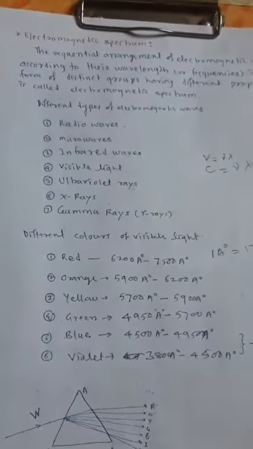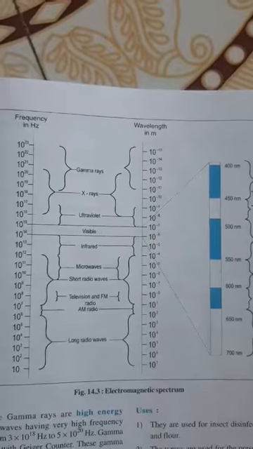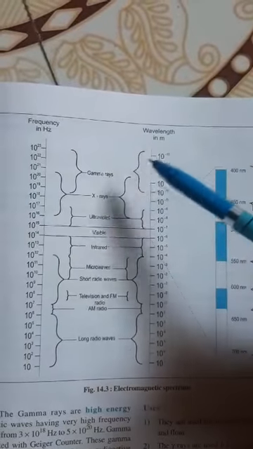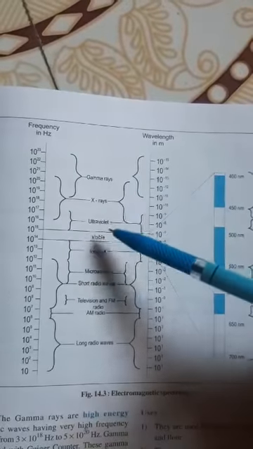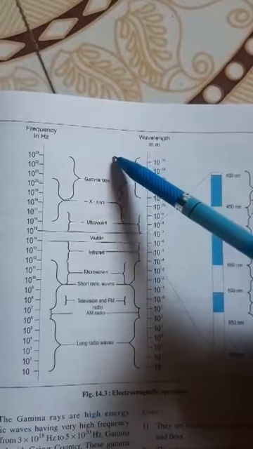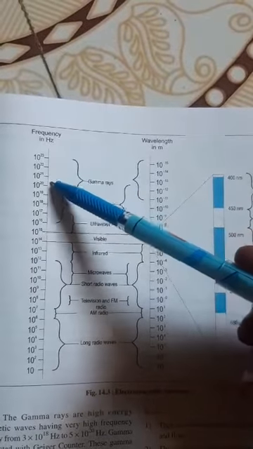See the actual arrangement of the electromagnetic spectrum in this diagram. This is the electromagnetic spectrum. In this case, the electromagnetic rays or waves are arranged in a sequential manner such that ऊपर से हम नीचे आ रहे हैं तो उसकी फ्रीक्वेंसी कम हो रही है, अगर नीचे से ऊपर जा रहे हैं तो फ्रीक्वेंसी बढ़ रही है.